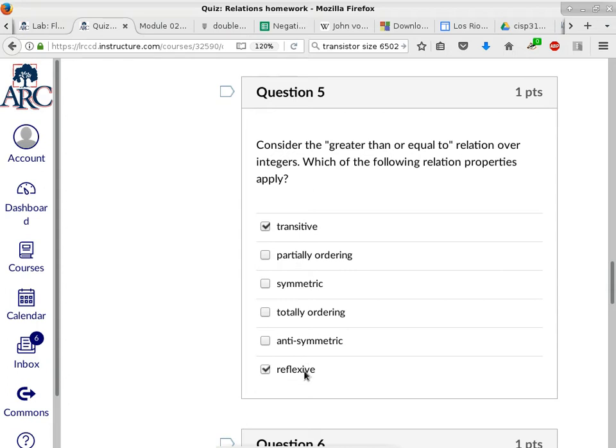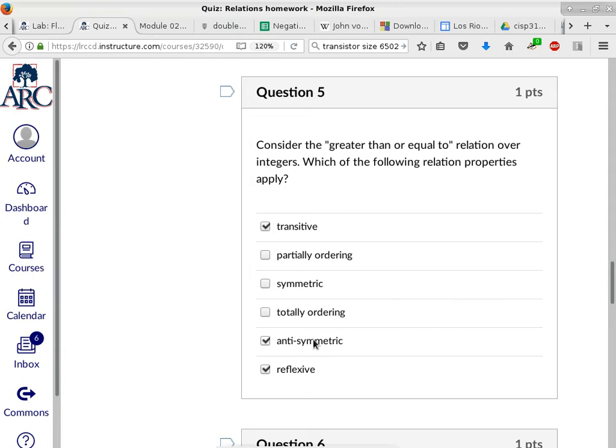Okay, it is not symmetric because symmetry means if A is greater than or equal to B, then B has to be greater than or equal to A. That does not apply for all elements in integers. So it's not symmetric. Is it antisymmetric? If A is greater than or equal to B and B is greater than or equal to A, does that imply A and B are the same? Yes, indeed. It is antisymmetric.